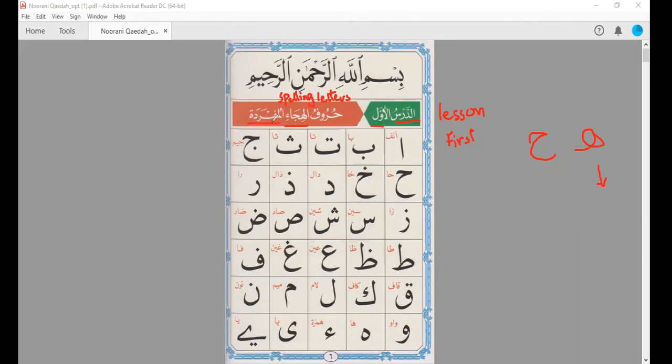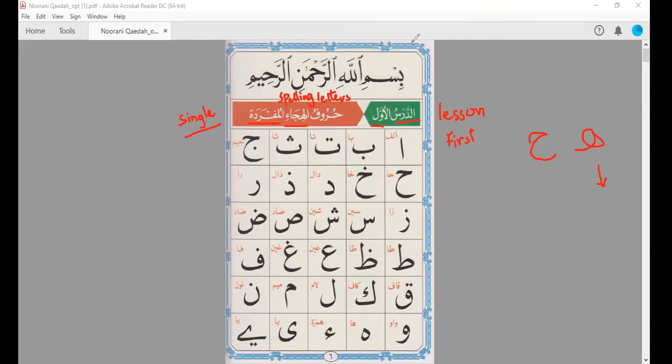Al-mufrada. Mufrada means single, separate, so singular. Each letter is separately pronounced. Each letter is separately taught here for you to understand how they sound and then use them later. So these are the spelling letters, each of them separately and singly pronounced. Huruful hija'il mufrada.